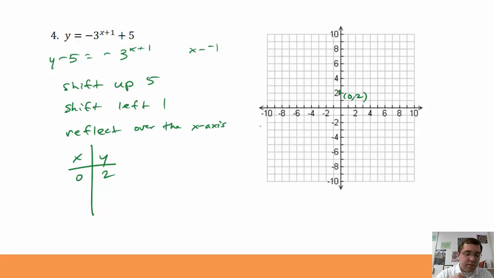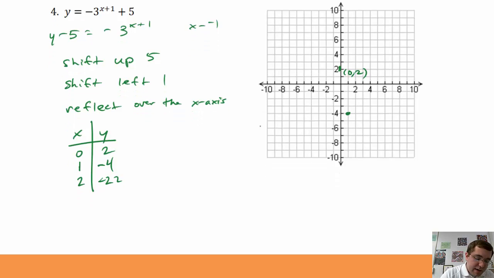If x is 1, my exponent will be 1 plus 1, that's 2, and 3 squared then is 9. I'll have -9. Y minus 5 equals -9. I'll add 5 to the other side. Y equals -4. X is 1, y is -4. Okay? If x is 2, I'll have 2 plus 1, and that's 3, and 3 to the third power is 27, so I'll have y minus 5 equals -27, means I add 5 to the other side, and y equals -22, and that's way off my graph. I'm not going to plot that.